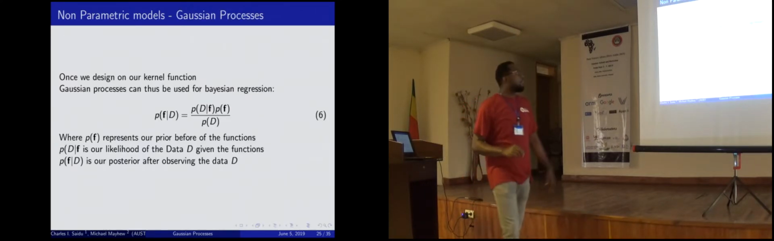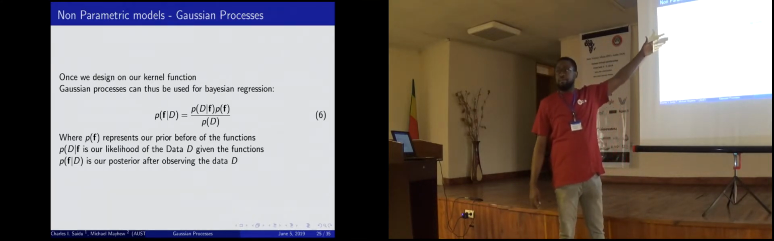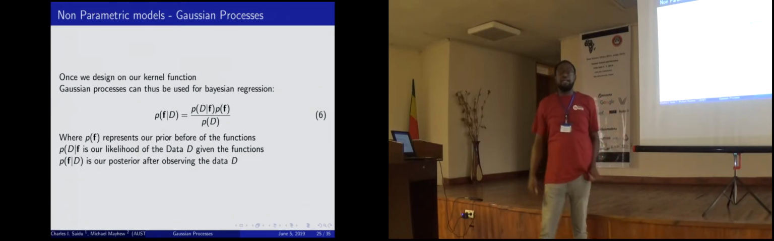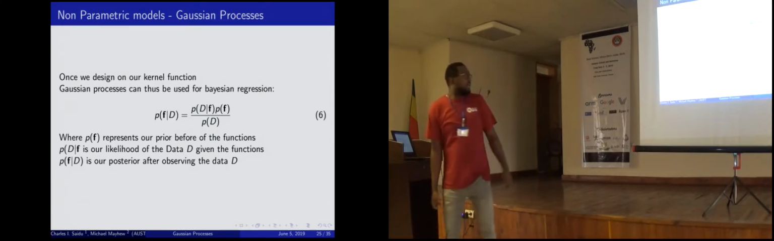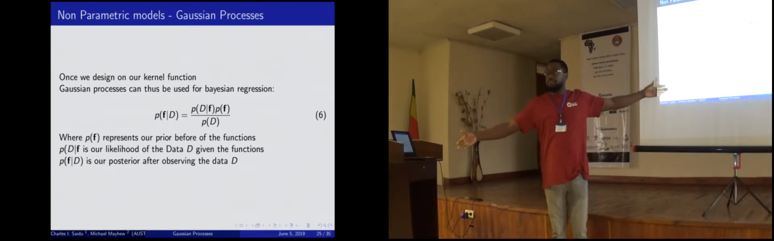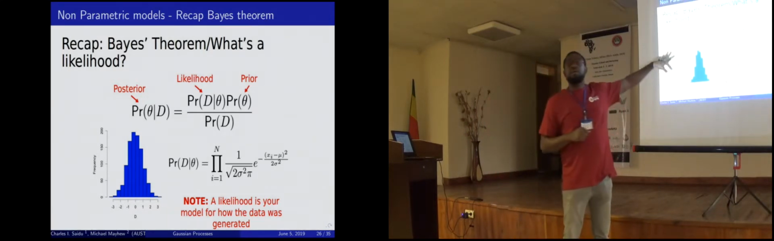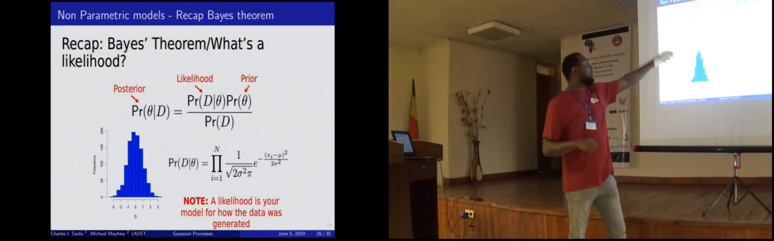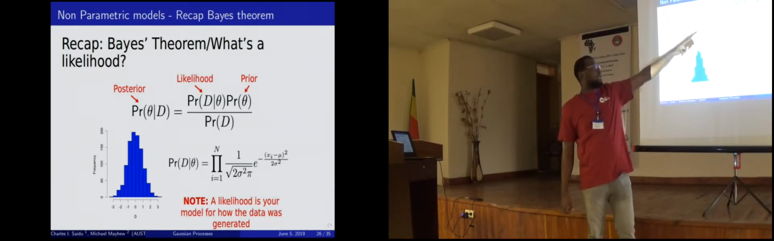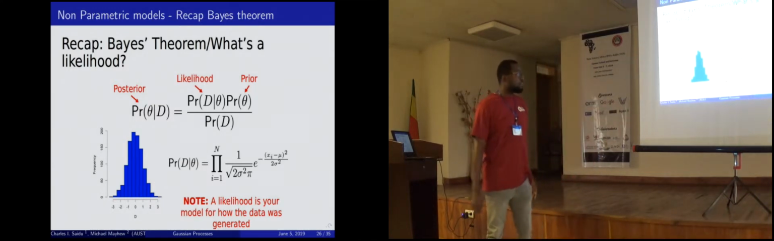Okay, so this value represents the prior information, the prior knowledge you have about your functions. This is our likelihood of the data given the function. And this is the posterior of our function after we have seen the data. Now, what do we mean by all this? This is typical Bayes rule, where we say the posterior is the multiplication of the likelihood function and our prior knowledge about what we think the parameters are, divided by d.